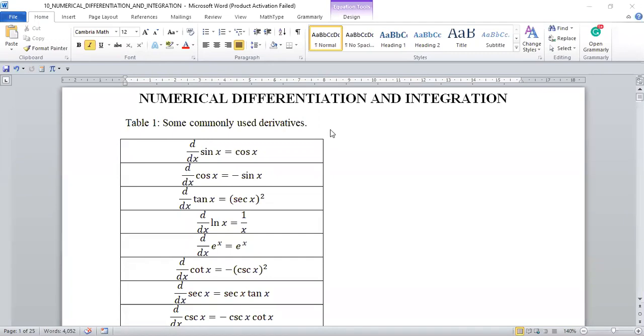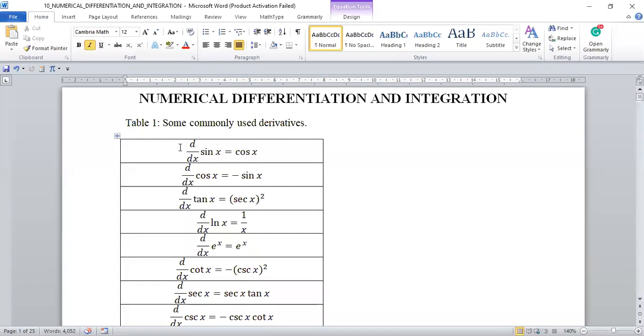Good morning, everybody. In this class, we'll be considering numerical integration and differentiation. So we start with this table. We'll commonly use derivatives.